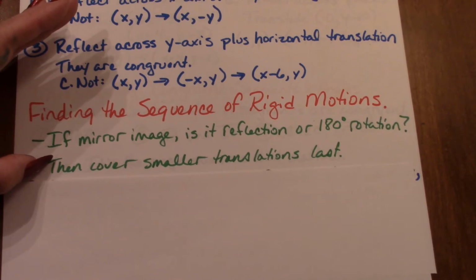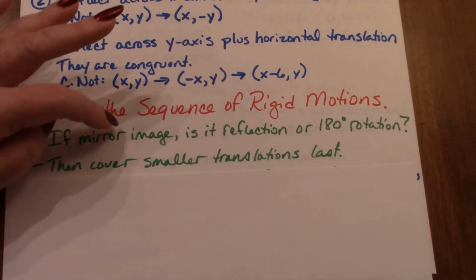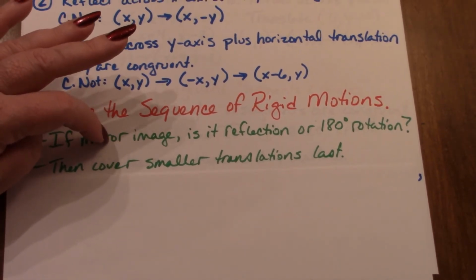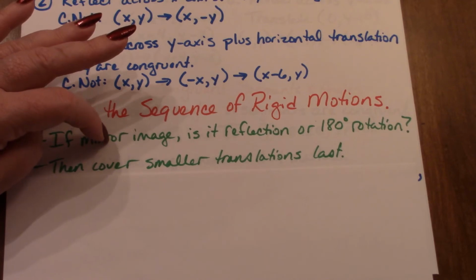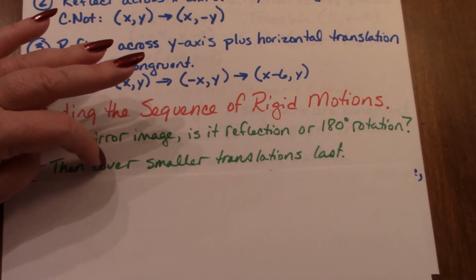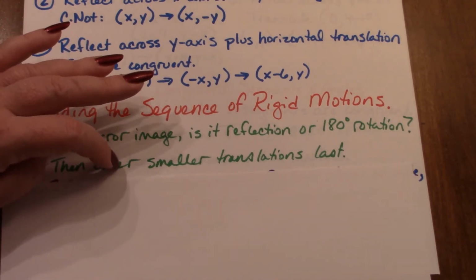Leave the smaller translations last. These are the two tricky ones, and if you can figure that out and then just slide it over and tell me how you slide it, that ends up being last.